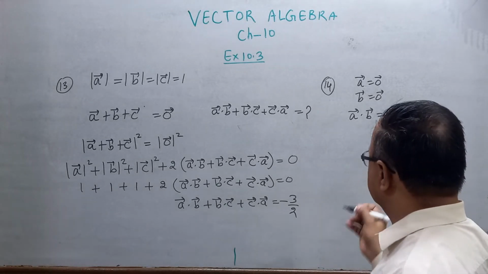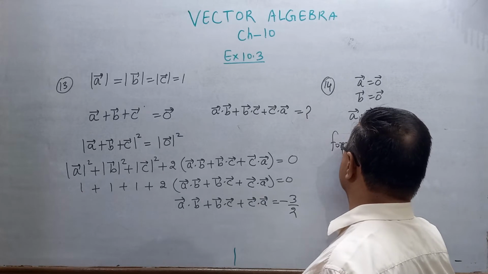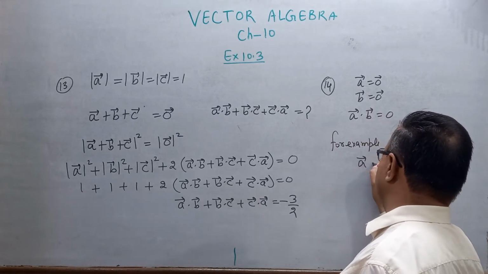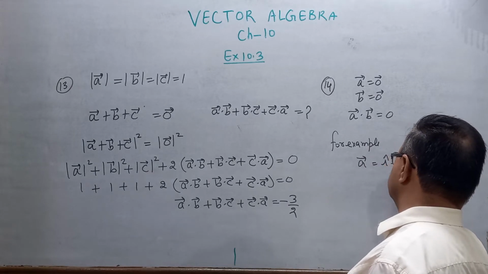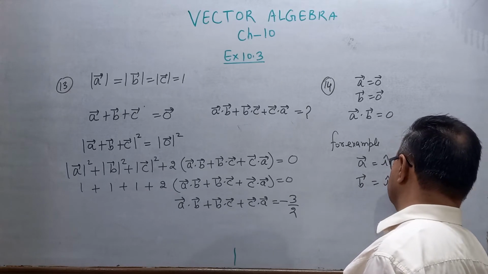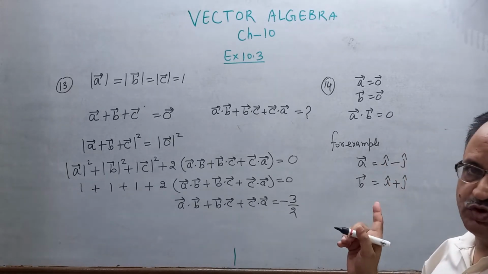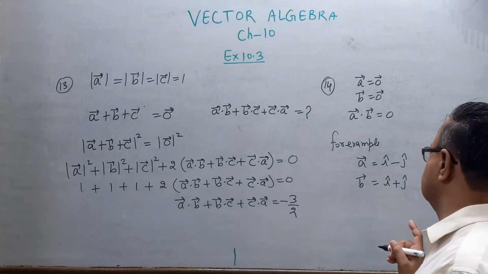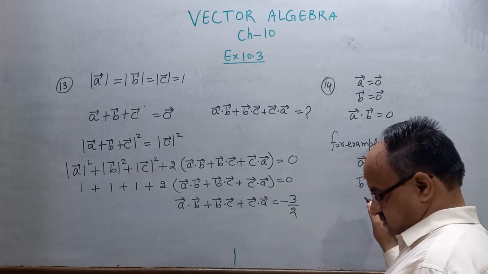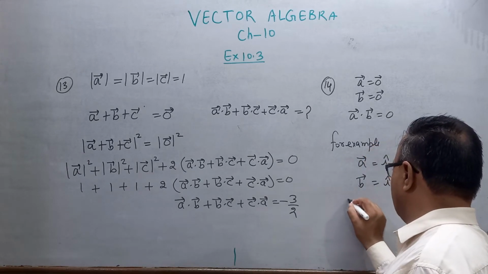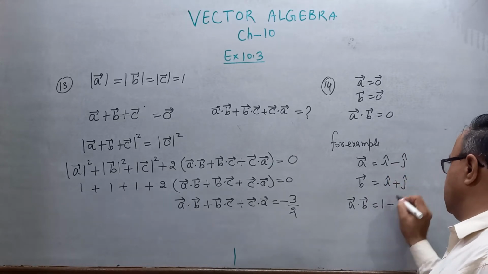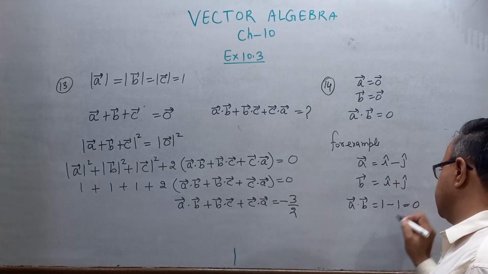Clear? But the converse need not be true. For example, you know that vector A is equal to I cap minus j cap, and vector B is equal to I cap plus j cap. Both vectors are not equal to 0, but their dot product is equal to 0. I dot I is 1, j dot j is 1, 1 minus 1 is 0.